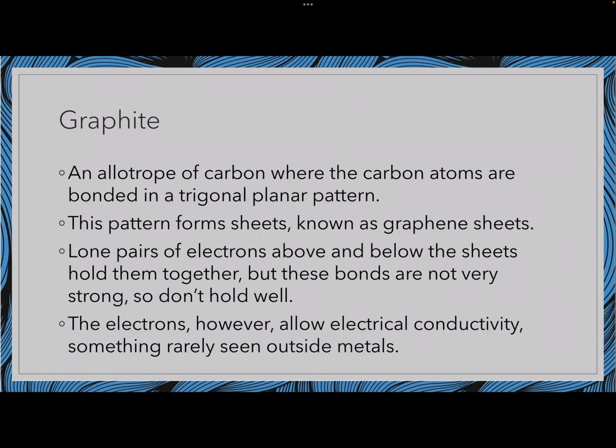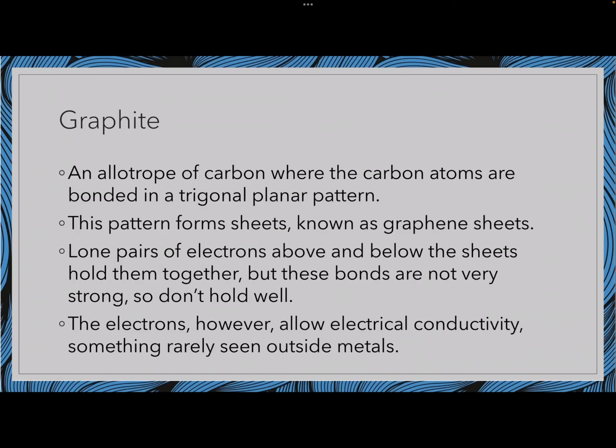The next one is graphite. So this is an allotrope of carbon where the carbon atoms are bonded in a trigonal planar pattern. So if you remember from molecular geometry, it's three atoms around a central atom, all in a single plane. This pattern forms sheets known as graphene sheets, and they're basically just a repeating pattern of hexagons joined to each other. The lone pairs of electrons above and below the sheets hold them together, but these bonds are not very strong, so they don't hold well. That's why you can use graphite to draw on paper, because those sheets will come off. It's why you can't use diamond, because diamond doesn't have the sheets.